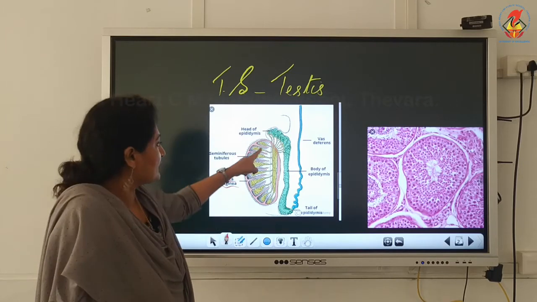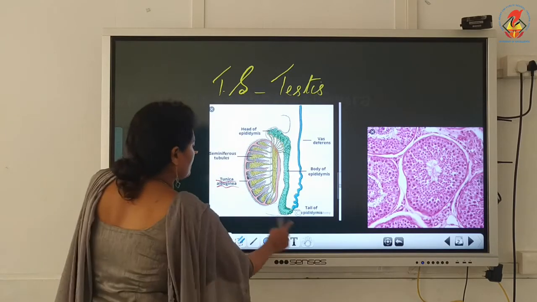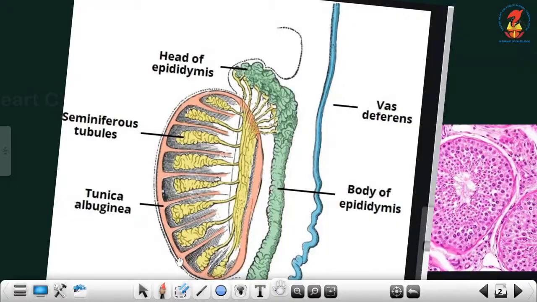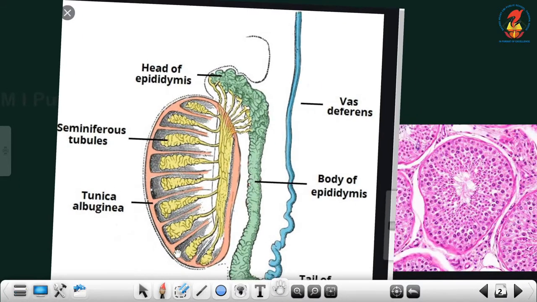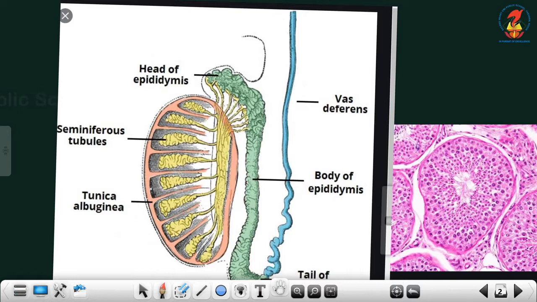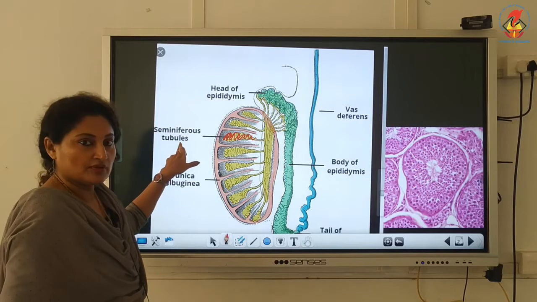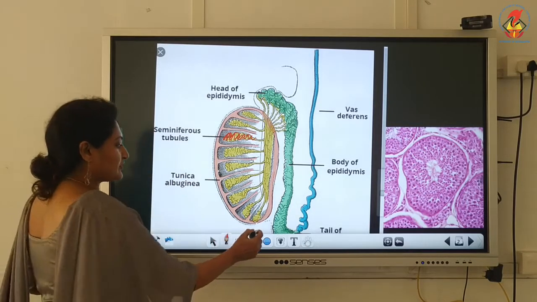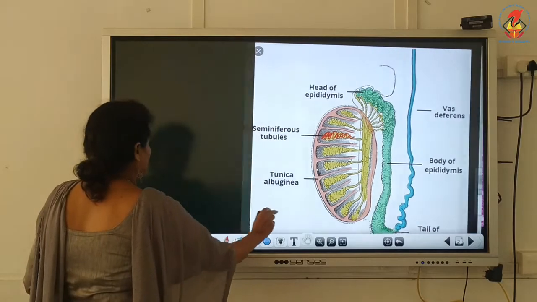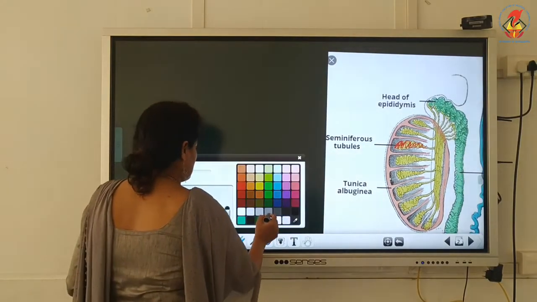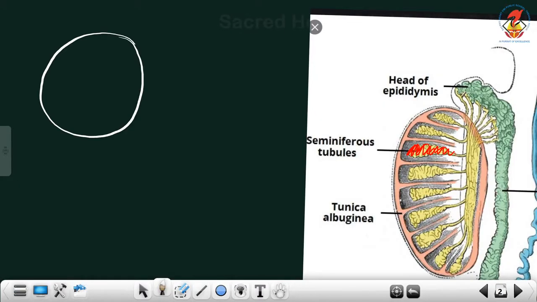And each seminiferous lobule, just look into the seminiferous lobule, consists of seminiferous tubules, which are highly coiled. There may be 3 seminiferous tubules in one lobule, and we are going to see the cross section of a seminiferous tubule. When we take a cross section, it appears to be a circle.